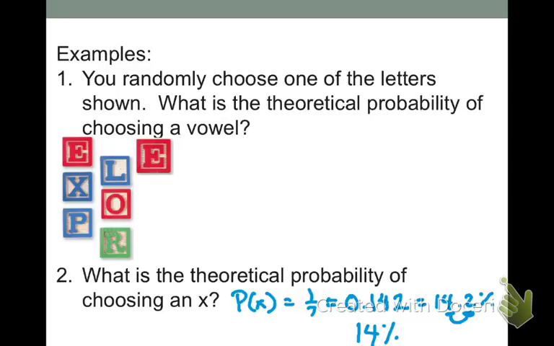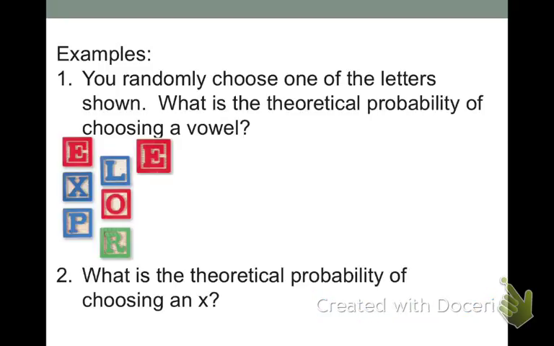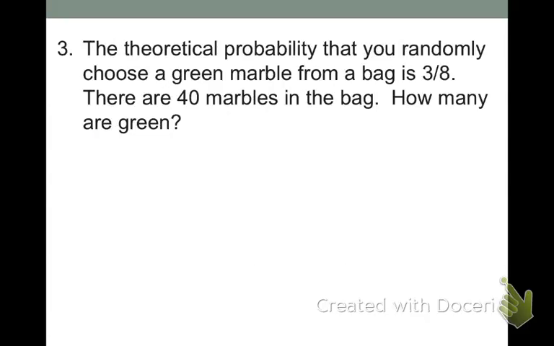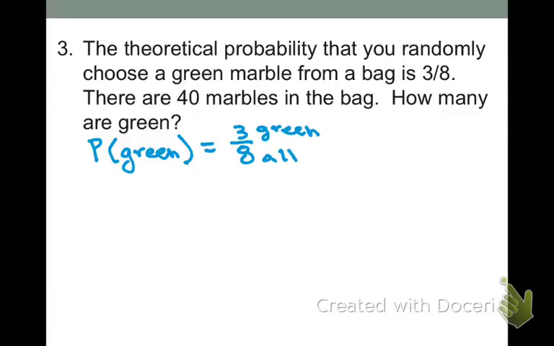All right, so let's look at one more thing for this video. When we are told the actual probability. So in this situation, we are told that we are going to choose a green marble. So our probability is we are going to choose a green marble. And it already told us the probability is 3/8. So there are 3 green marbles for all 8 marbles that are in the bag.